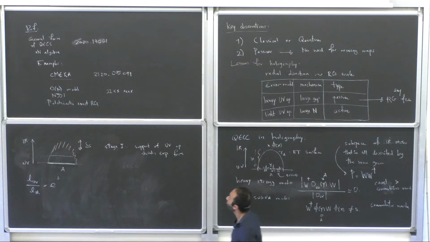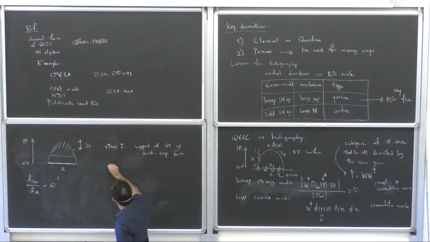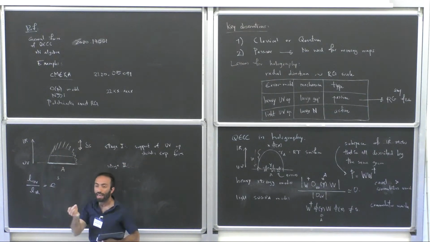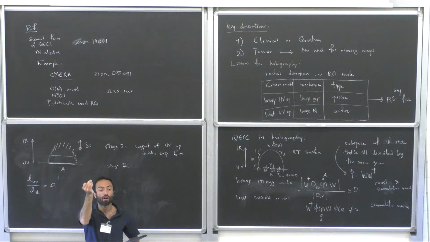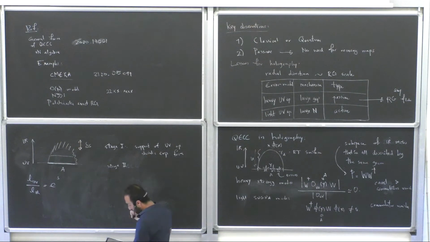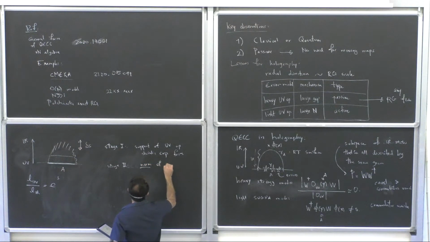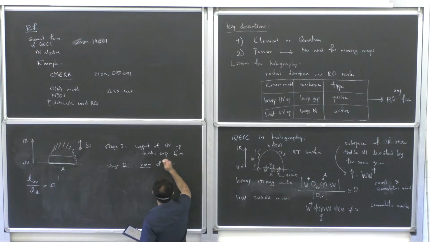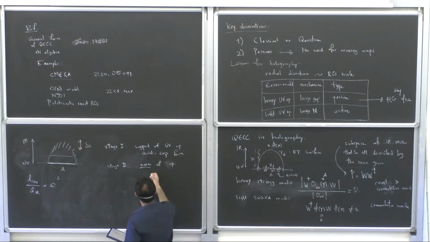There is stage two. That's when the support of the operator has reached your cutoff. And then past that point, the norm of the operator shrinks, as we'll see.